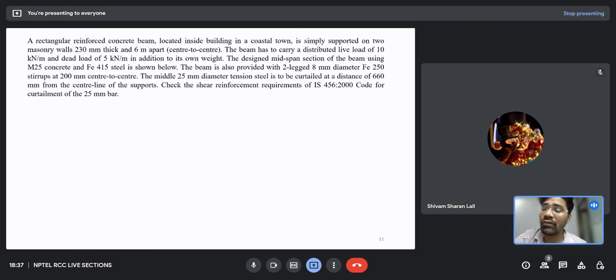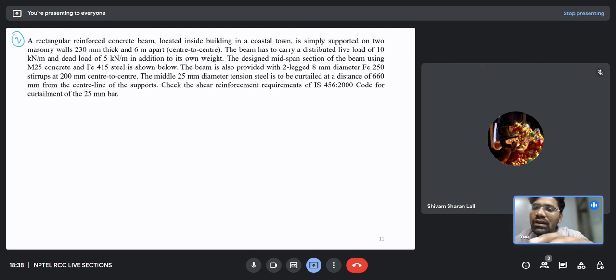So let's now look at one problem. A rectangular reinforced concrete beam. This is again the continued problem. In the first problem, we provided an actual curtailment of 660 mm from the support. Because of that curtailment, what will be the effect on my shear reinforcement? I have also taken this problem for the design of beams, and the complete solution we have already done. If you want a summary, you can combine all three problems and get an actual visualization of a design.